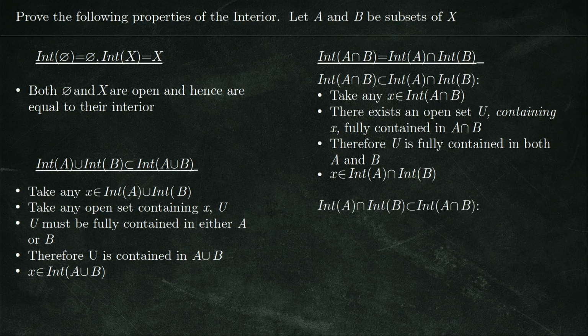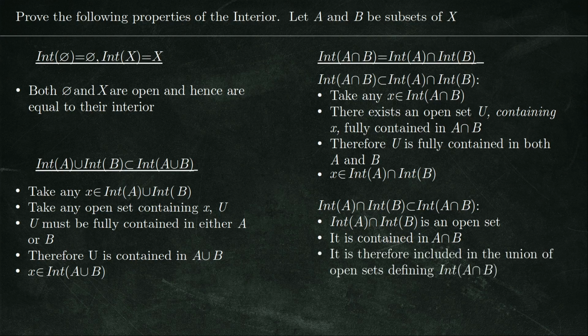Now, for the other inclusion, firstly note that the interior of A intersect the interior of B is the intersection of open sets, and so it is again itself open. And it's open and it's contained in the intersection of A and B. Therefore, it is included in the union of open sets that defined the interior of A intersect B. And therefore, if it's part of that union, it must be a subset of the interior of the intersections.